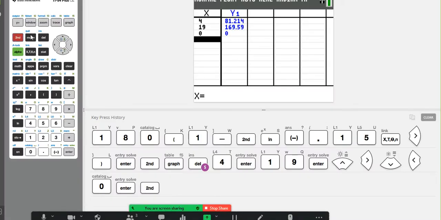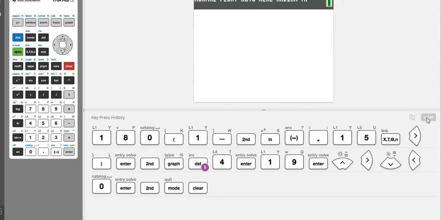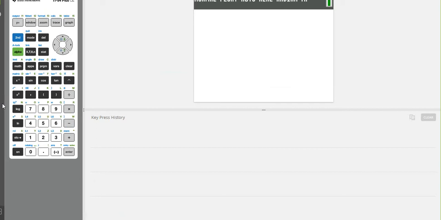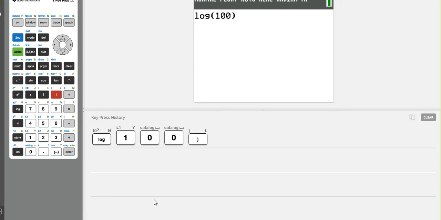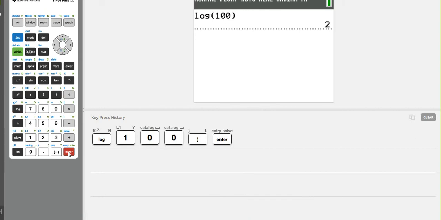So I'm going to exit this and then clear this out. So that's your log key. And if you take a look above it to the left, you see 10 to the x. And what I like to tell people is that it's kind of a reminder that this log key is really log base 10. Log base 10 of 100, well, really that's what power of 10 gives me 100. And, oh yeah, 2, that makes sense.